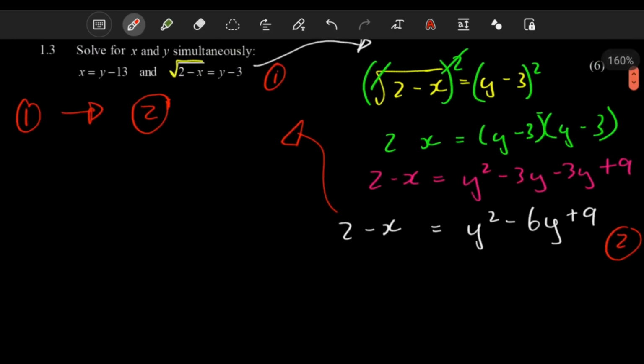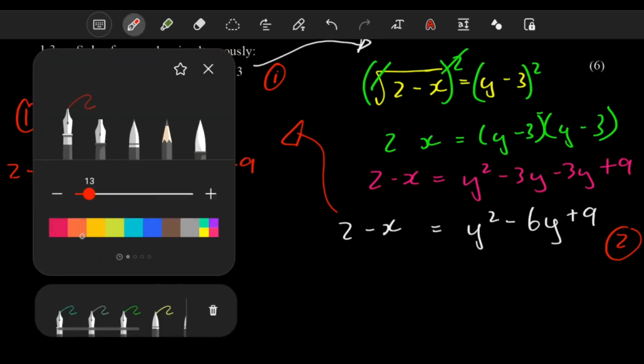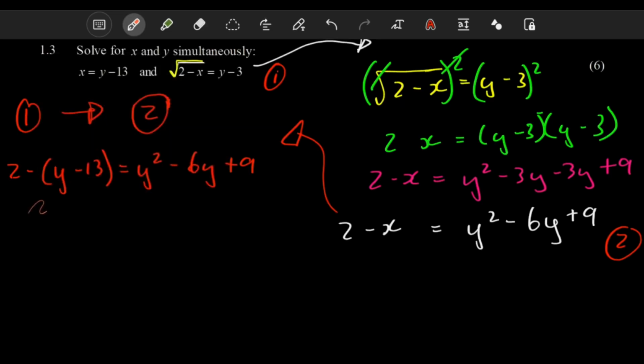So equation 1, if you throw it into equation 2, you're going to have 2 minus this whole thing here, which is y minus 13. And then this is equal to y squared minus 6y plus 9. So this is 2 minus y plus 13 equals y squared.